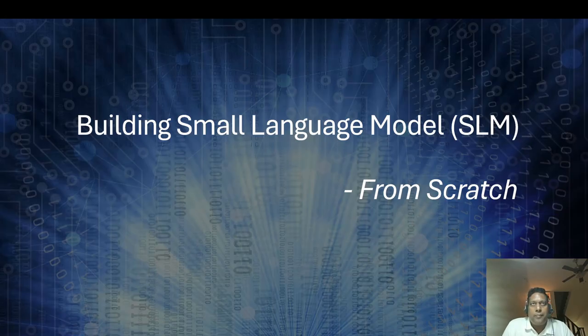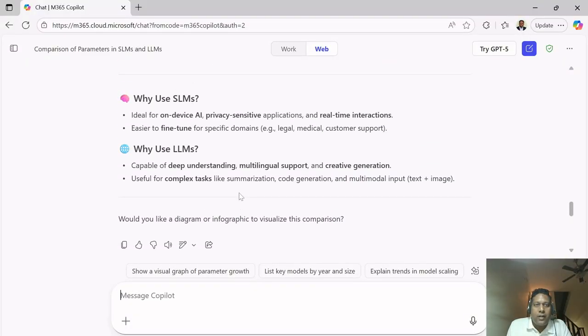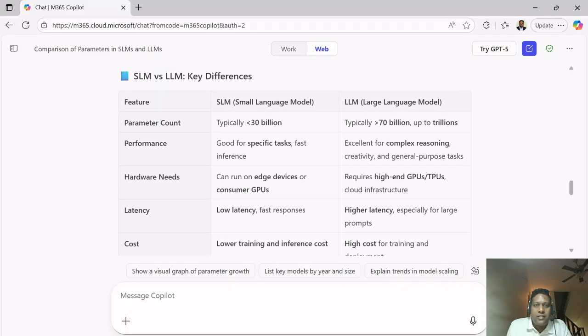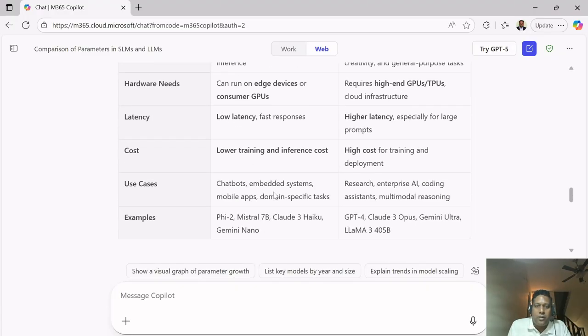GPT was launched to the public in November 2022. It's now been 3 years. I'm recording this in September 2025, and a lot of things have changed. So even the definition of, I got a view from Copilot on what is SLM, small language model, versus LLM. You can see the differences that it has, but what's always fascinated me was the language model parameter count, right?